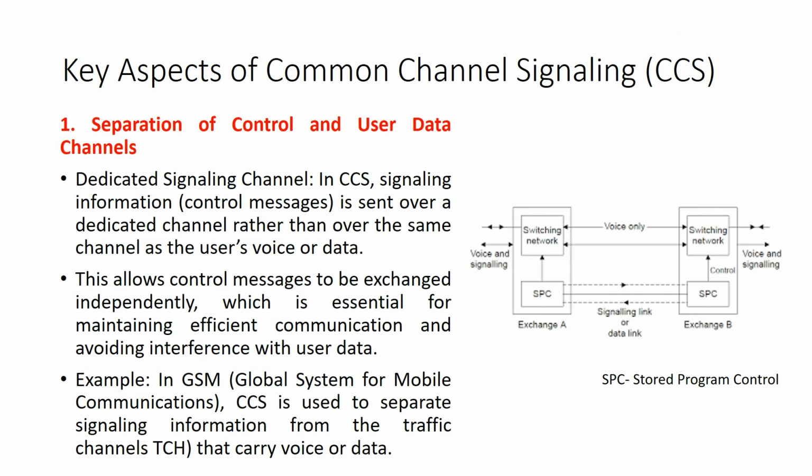So let us look at the key aspects of common channel signaling. As I informed earlier, the first thing is it has a dedicated signaling channel. CCS is nothing but having a dedicated separate channel for transferring the control signals. Control signals are nothing but call data like call termination, call setup, or any management functions like user location. All those things come under the management data. This allows control messages to be exchanged independently, which is essential for maintaining efficient communication.